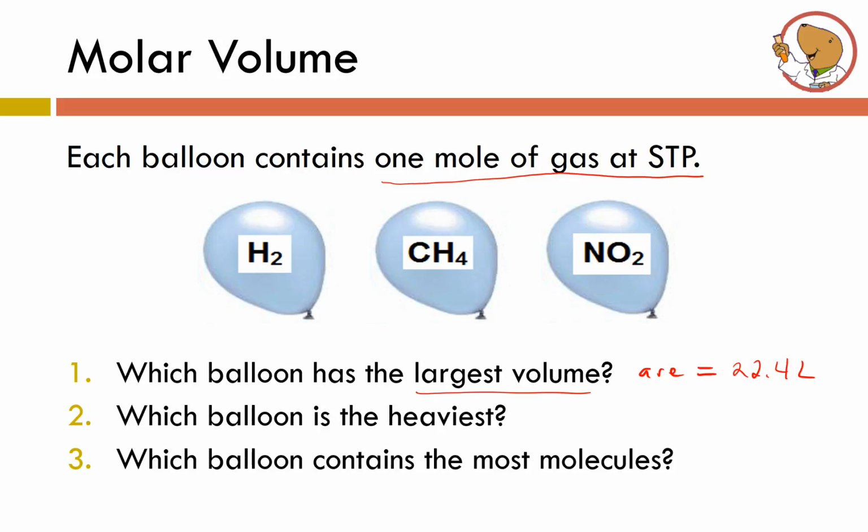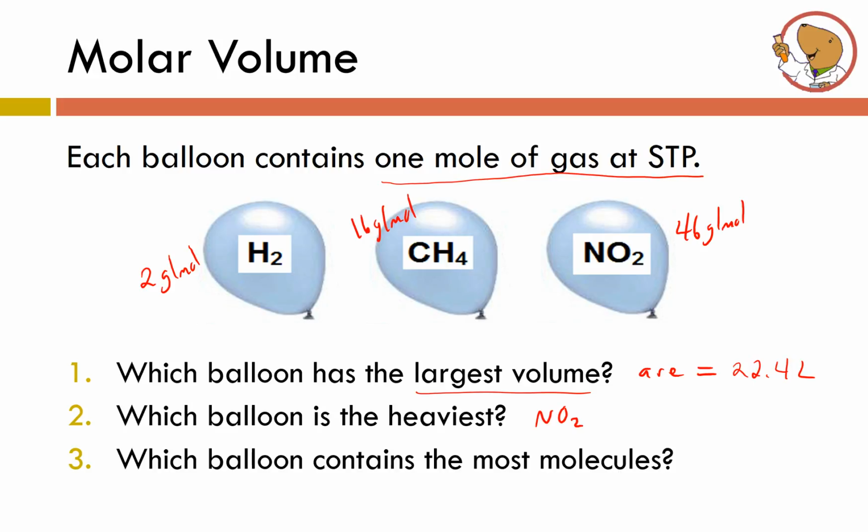Which balloon is the heaviest? Okay, well here, knowing that there's 1 mole of gas at STP, that's not going to help us out a ton. We're going to have to do a little bit more math. I need to find the molar masses of H2, CH4, and NO2 respectively. I come up with roughly 2 grams per mole, 16 grams per mole, and let's see, NO2, that's going to be 32, 46 grams per mole. So that takes care of that question. The nitrogen dioxide balloon is going to be the heaviest, as NO2 molecules have the greatest molar mass.